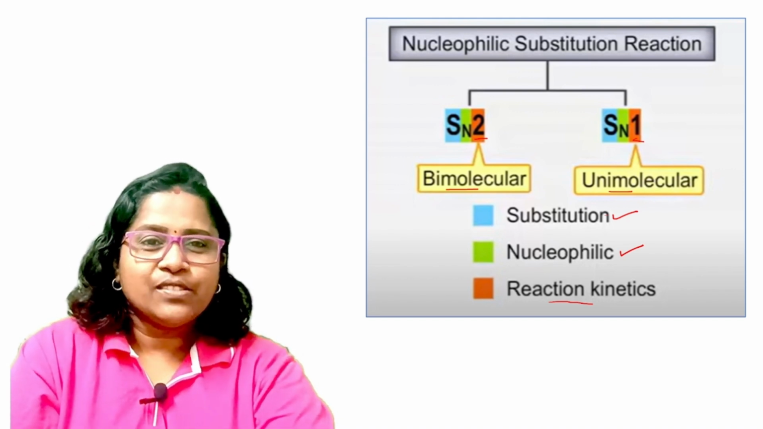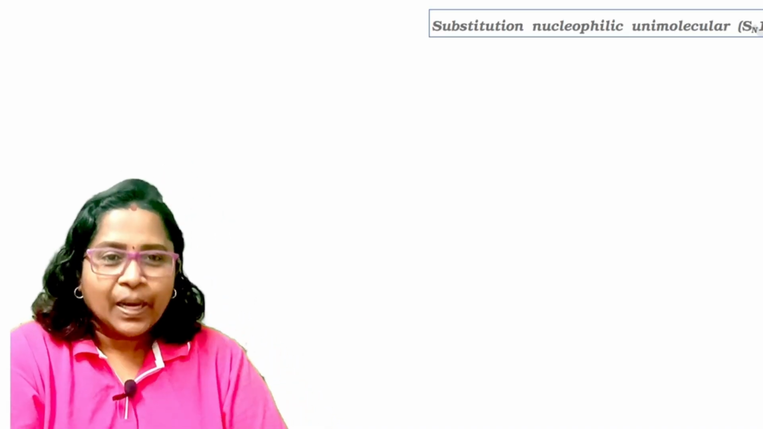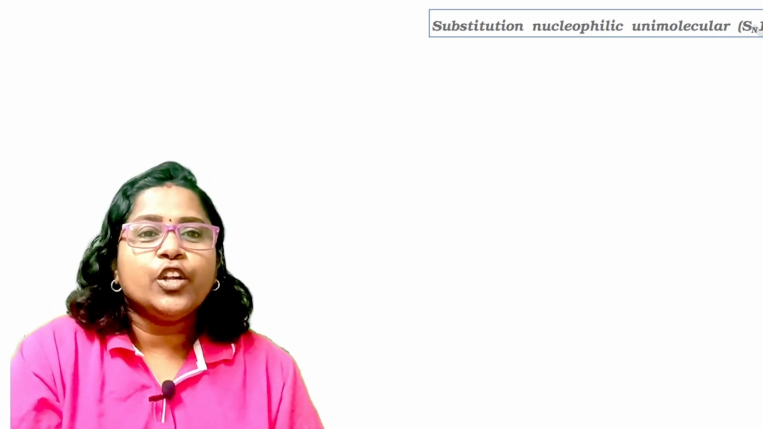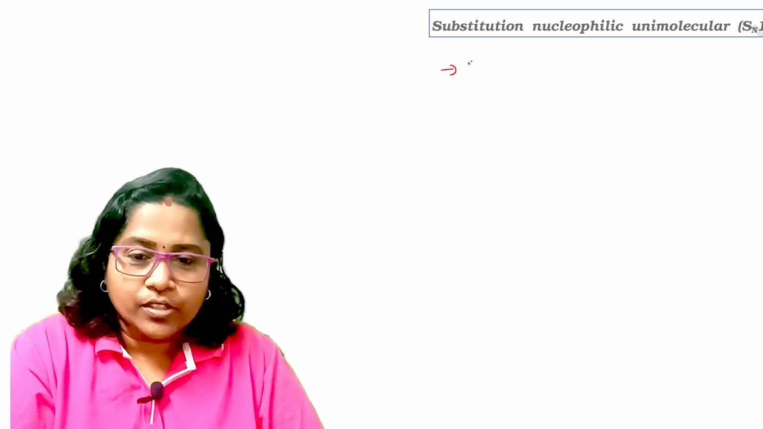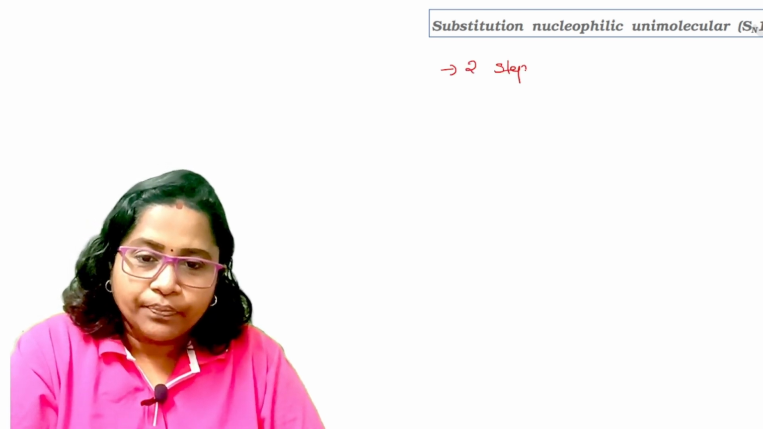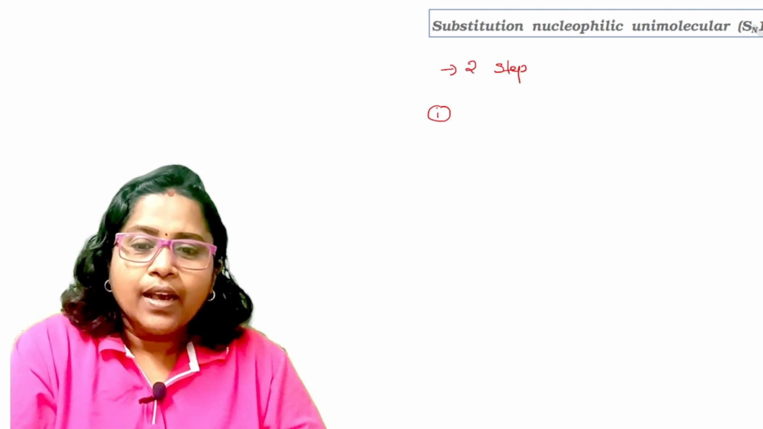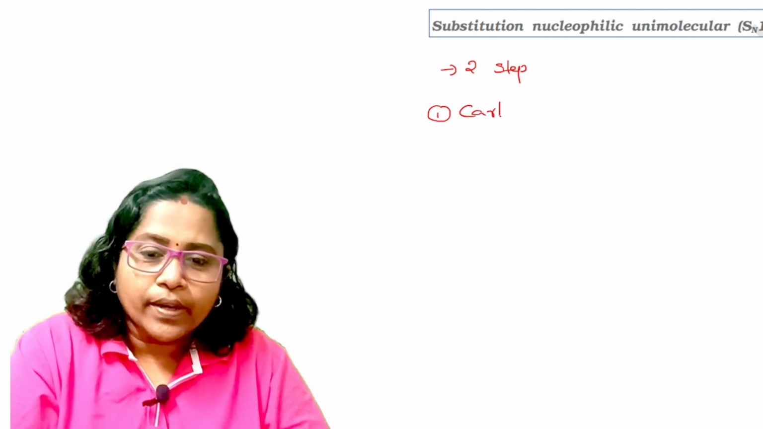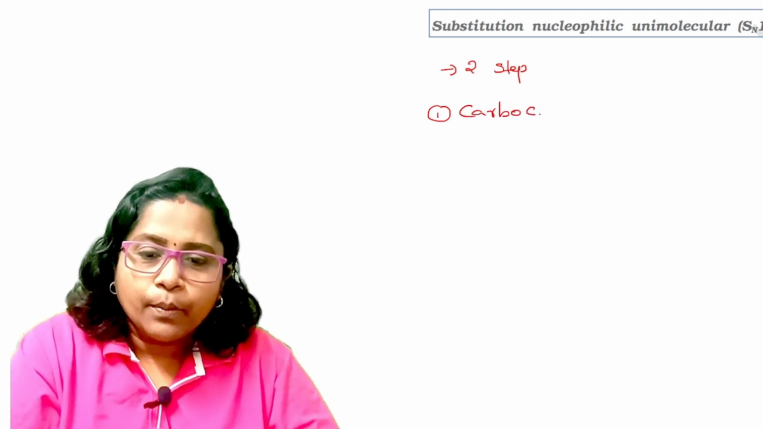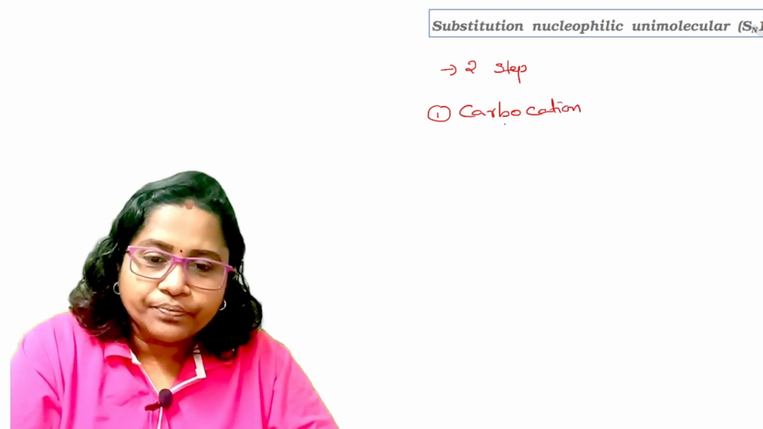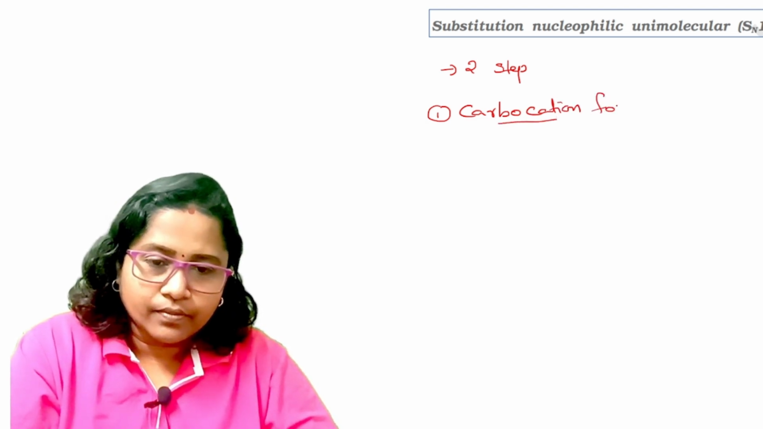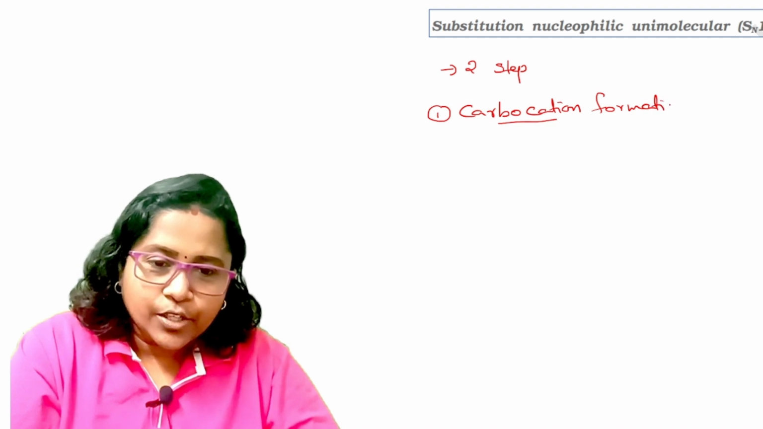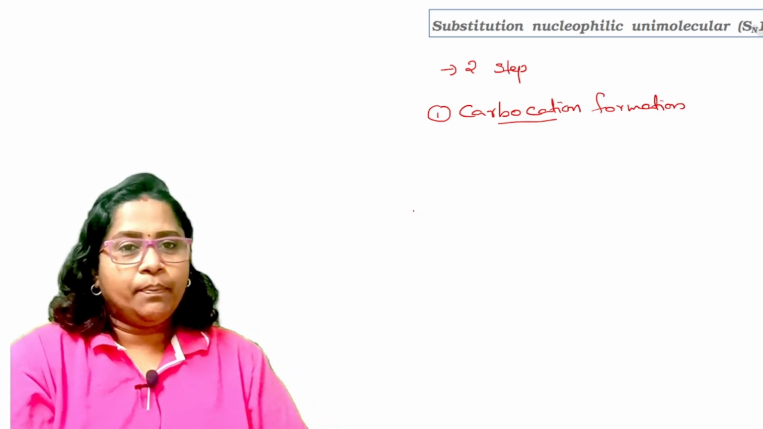Now we will discuss one by one. Coming to the substitution nucleophilic unimolecular reaction. It is actually a two-step process. So in step number 1, it is carbocation formation. Step number 1 is what? Carbocation formation. So I'll take a typical haloalkane.